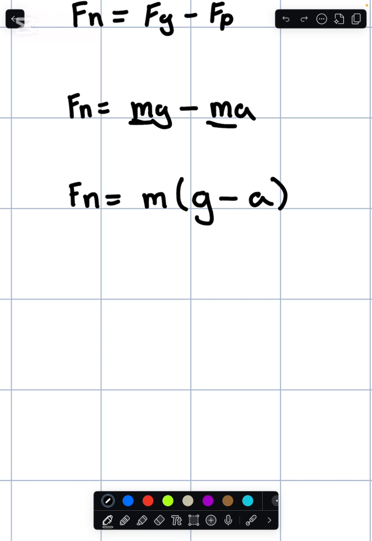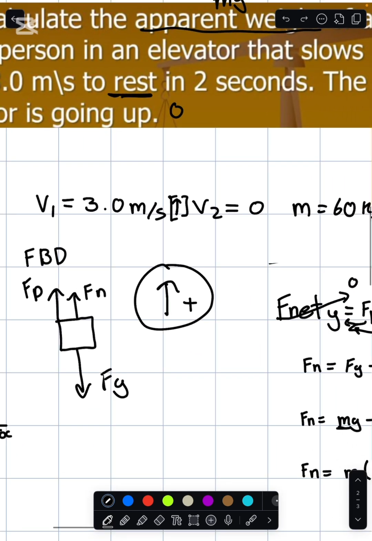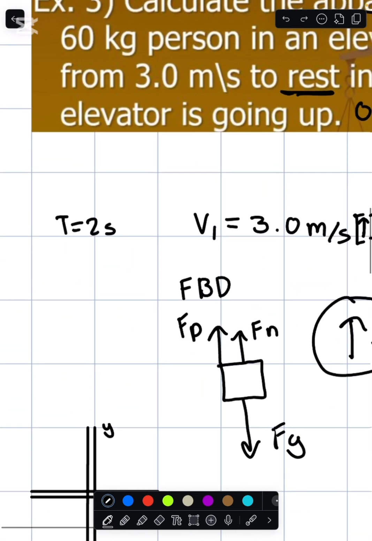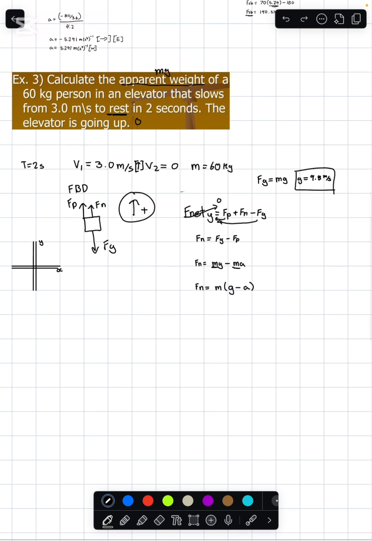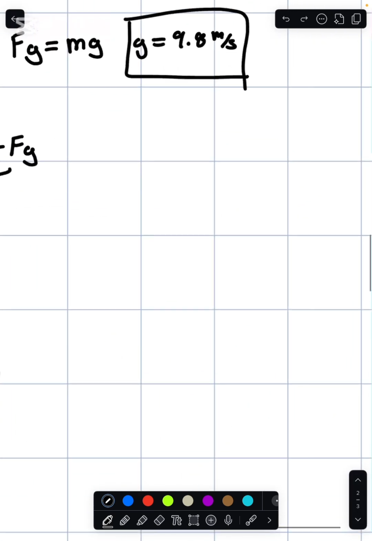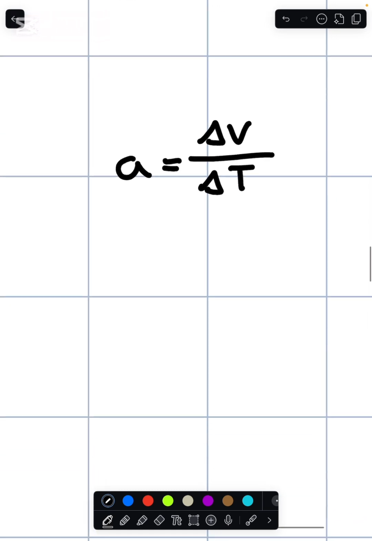So what do you think we can do to find our a value? We have our delta v over here, we have our time, we have to find our acceleration. So what do you think we can do? Great, we can solve for acceleration. Acceleration will be equal to delta v over delta t. Since we only have one time, there's no change in time, our t is just going to be 2.